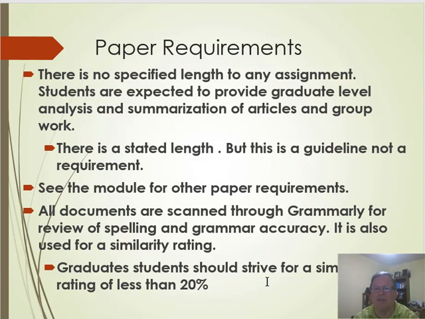I also use Grammarly for a similarity rating. Graduate students should strive for a similarity rating of less than 20%. In fact, if I were a graduate student, I would really be shooting for closer to 10%. Again, we want to assure that the document you're writing is more you than it is someone else. And that's not to say you're plagiarizing. It's to say that the analysis, your opinion, should be a bigger part of the paper than some of the evidence that you might use for that paper.